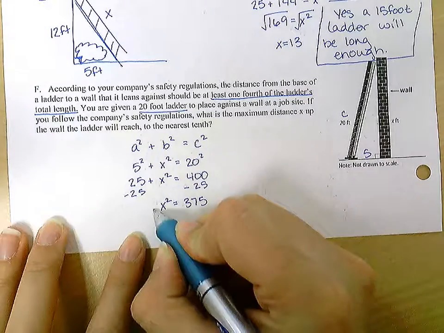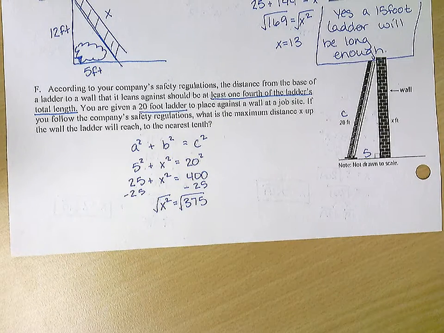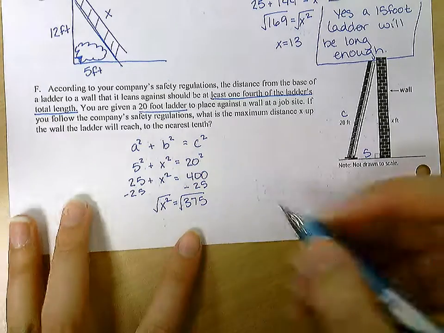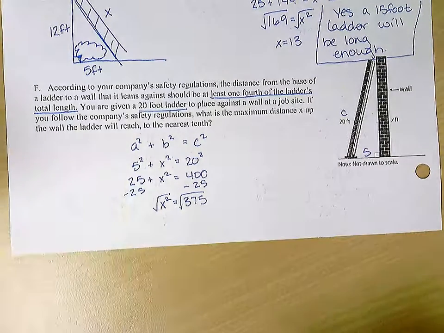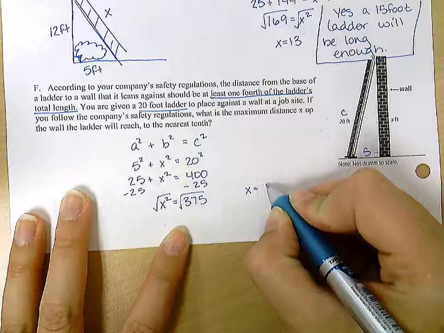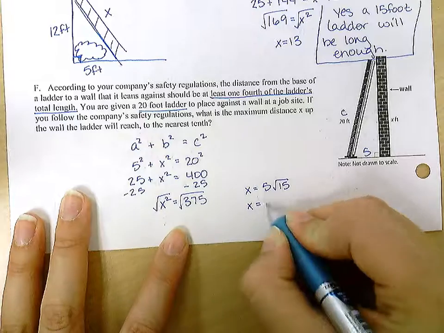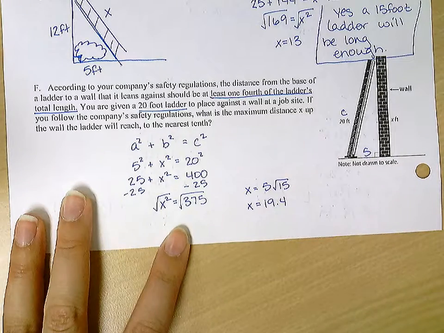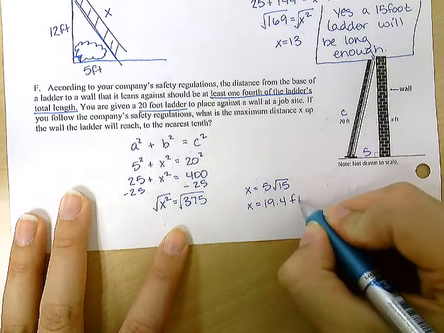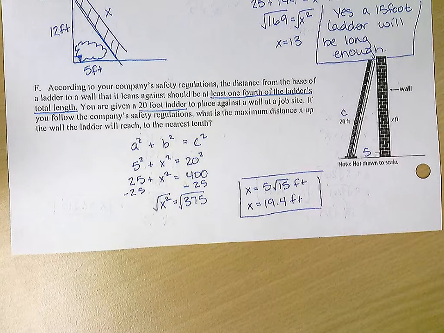Again, take the square root of both sides. When you do that, you get that plus or minus, talking about side length, so it has to be positive. And you can simplify the square root of 375. That simplified is 5 times the square root of 15. If you wrote it as a decimal, it was 19.4 feet. Okay, any questions on F?